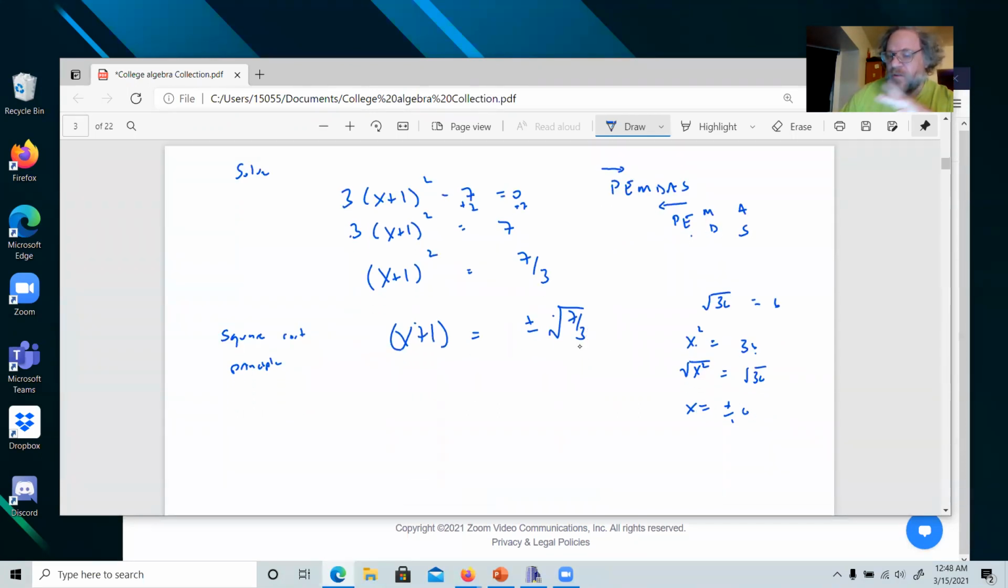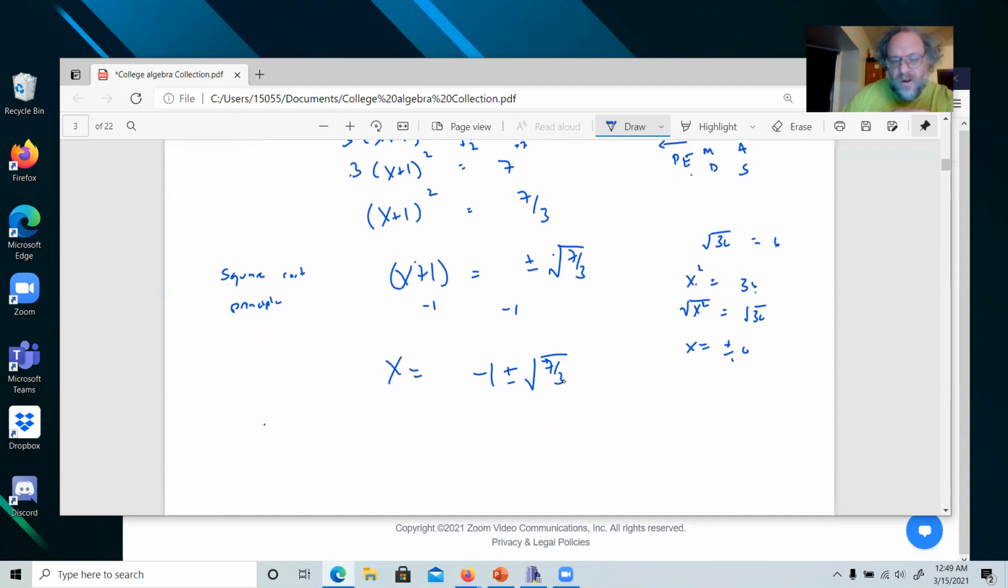All right. And now we're just going to subtract 1 because we're working inside the parentheses. Let's subtract 1, subtract 1. We get x is equal to -1 plus or minus the square root of 7/3. And those are our x-intercepts, right? What is y? Well, when we first started this whole mess, we set y to be 0. So our x-intercepts are -1 plus square root of 7/3, 0, and then -1 minus square root of 7/3, comma, 0.